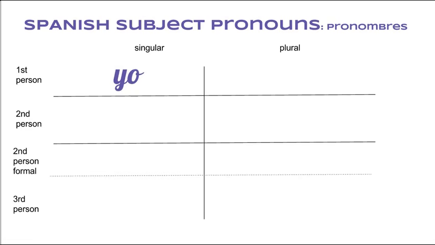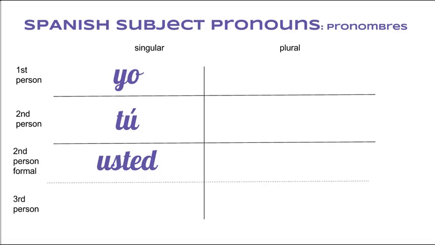The first person singular pronoun is I, or yo in Spanish. The second person singular pronoun is you, or tú in Spanish. And the second person singular formal pronoun is you in English, or usted in Spanish.